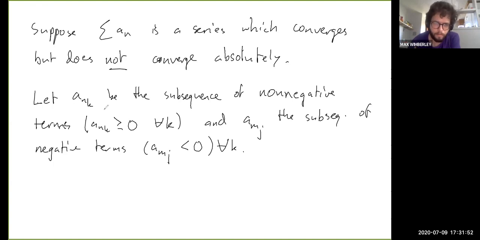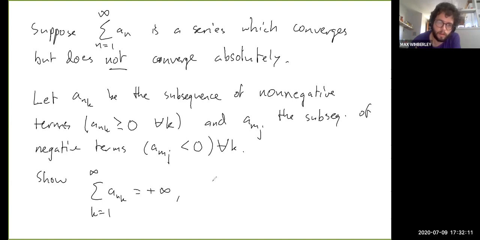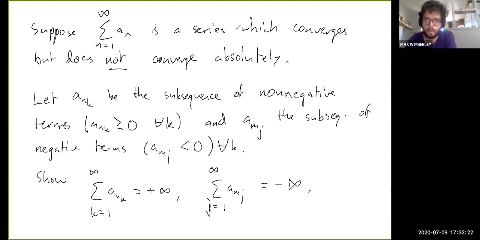So then the problem is to show that the sum from k equals 1 to infinity of a_{n_k} is positive infinity, and the sum of a_{m_j} from j equals 1 to infinity is negative infinity. Okay? So yeah, let's say 10 minutes. So we can resume at 5:44.